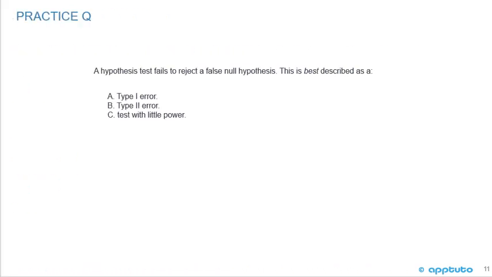So we're going to finish this LOS with a quick little practice problem. To check our understanding, hypothesis test fails to reject a false null hypothesis. This is best described as A, a type 1 error, B, a type 2 error, or C, a test with little power. So the correct answer is B, it's a type 2 error, because the question asks fails to reject when false. So remember, FF was 2, RT was 1, reject when true was 1, FF, failed to reject when false, is 2, type 2 error.